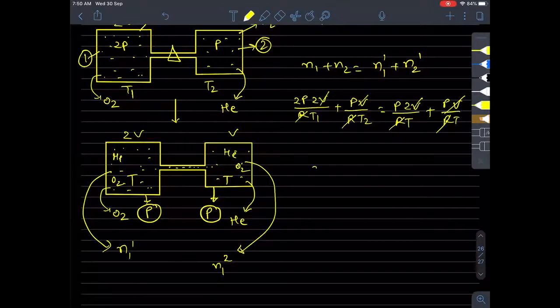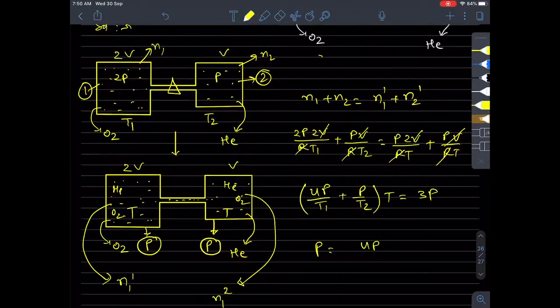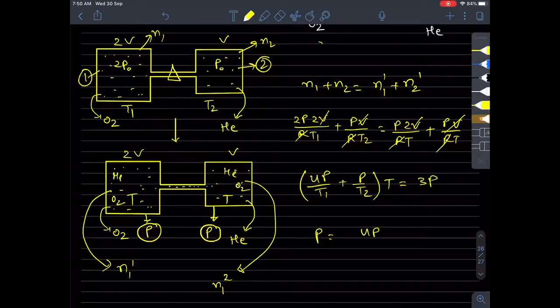So what you got? 4P divided by T1 plus P divided by T2, whole multiplied by T, is equal to 3P. Agreed? So from here the pressure is equal to, guys, just a second, because I asked the value. So this was an unknown pressure, so it would be better to differentiate. This is 2P naught, this is P naught. This is P and P, right? Otherwise both sides PP is appearing, so the same symbol is not good. So you can take naught and naught here, and this side P, which we don't know.